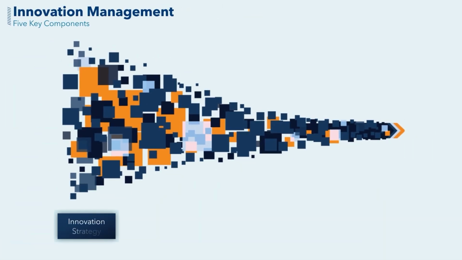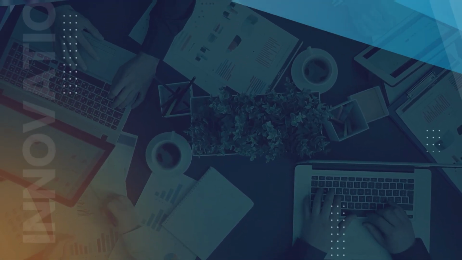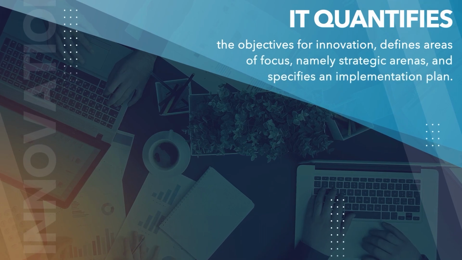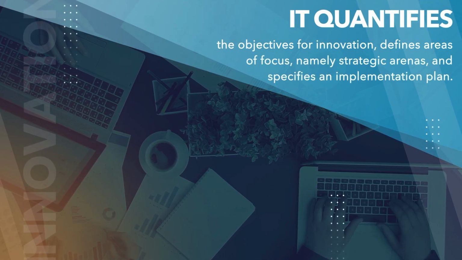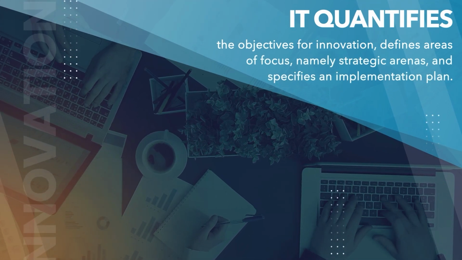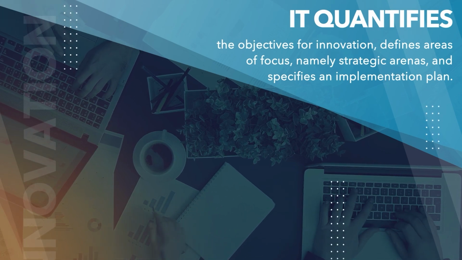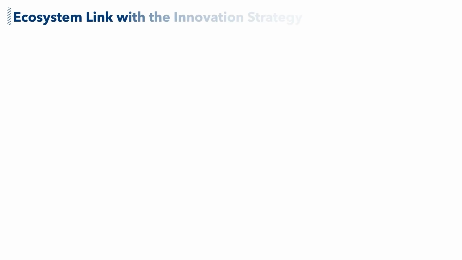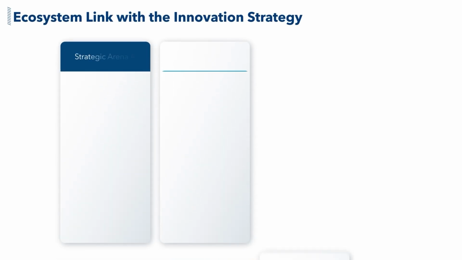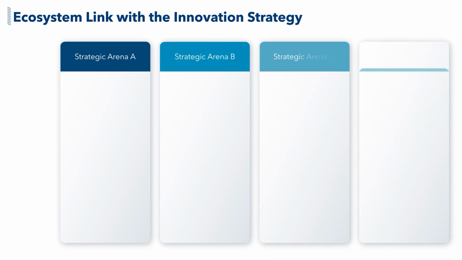So let's have a look. Defining an innovation strategy is the first component of an innovation management system, and it is also the foundation. It quantifies the objectives for innovation, defines areas of focus, namely strategic arenas, and specifies an implementation plan. The innovation strategy is deemed to be ambitious, which often requires the support of external resources.